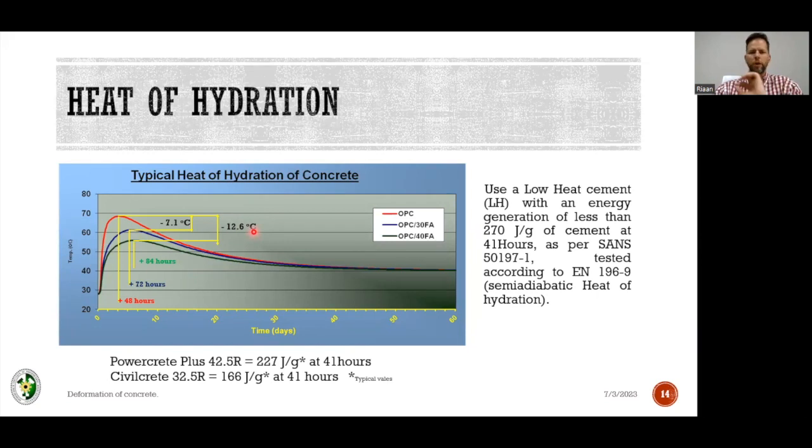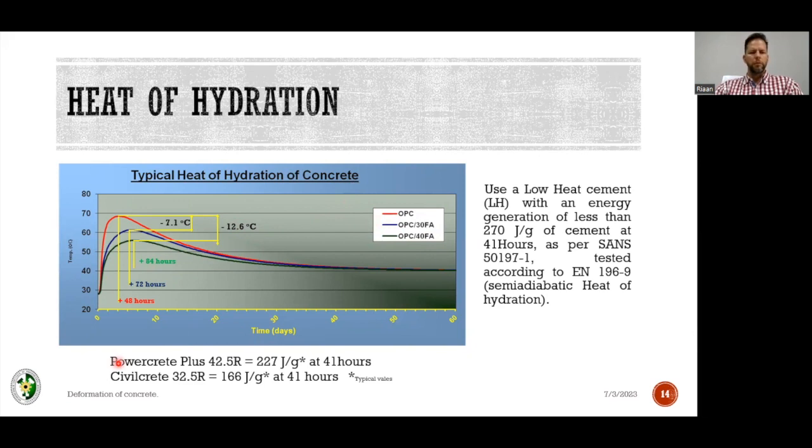This is not general for each and every concrete out there. This serves to illustrate using the same binder, but extending with fly ash. You could also extend with GGBS, depending on your application and availability of it. But fly ash generally is very available.